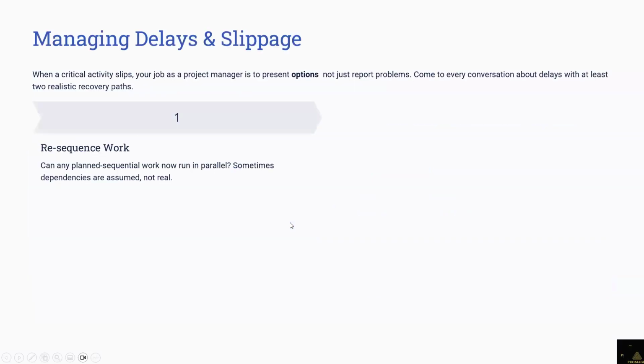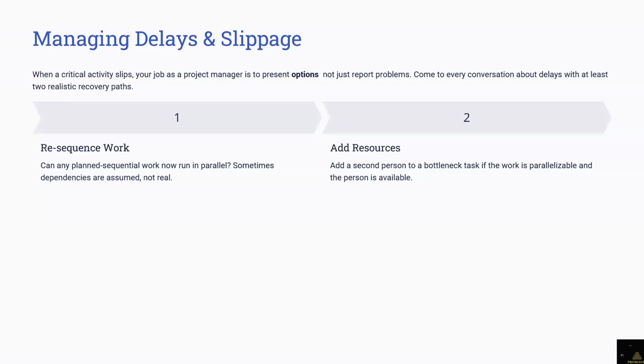All right. Managing delays and slippage. When a project actually slips, your job as a project manager is to present options, not just report problems. Like I said, you already know that when something affects a critical activity, automatically it's going to impact the end date. But that does not mean you cannot still finish at the end date. So you need to start asking yourself, what can I do now to bring the project back to finish?